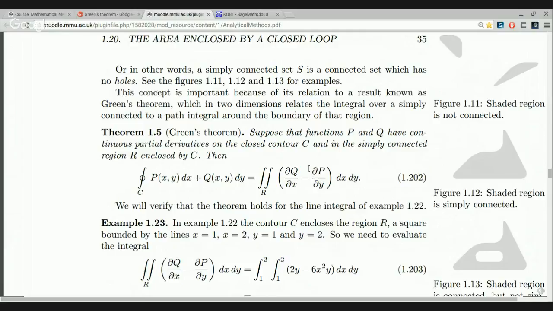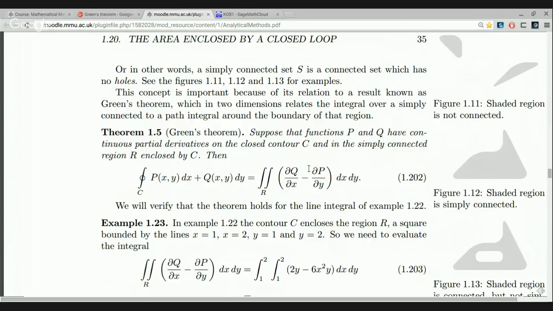Again, I don't know what p and q are, so I can't use any facts about them. I'm just going to use properties of the fact that I'm integrating over this rectangle. So the first thing I'll do is use the linearity of integration. So this is the double integral over R of dq dx, dx dy, minus the double integral over R of dp dy. But this time I'll reverse the order of integration and write that as dy dx. I'm free to reverse the order of integration.